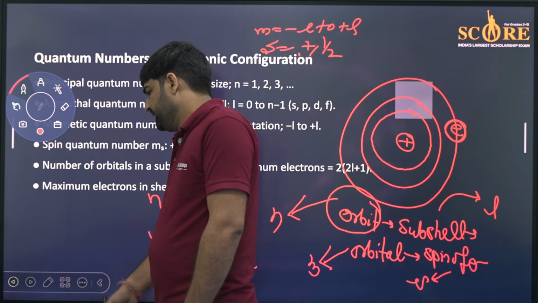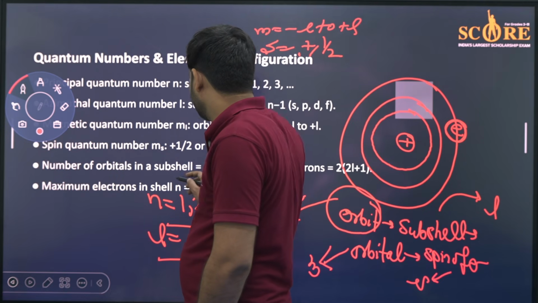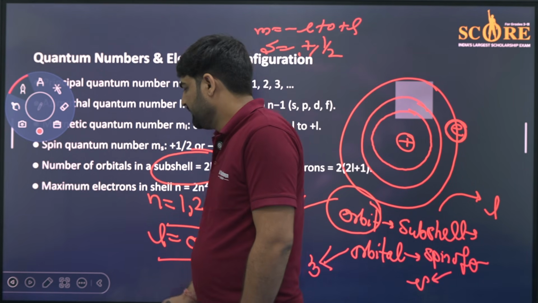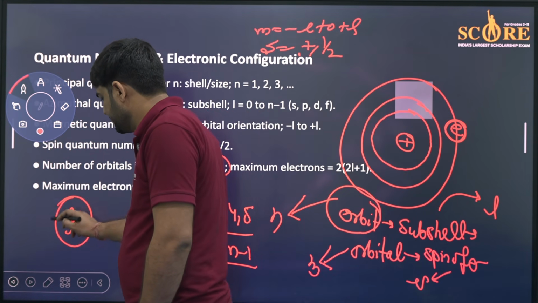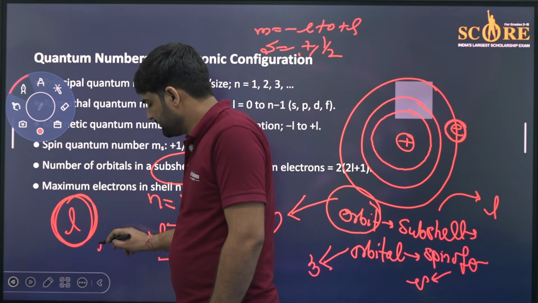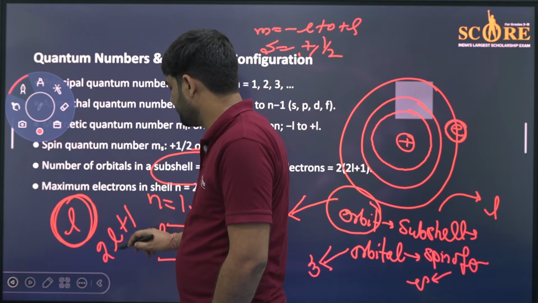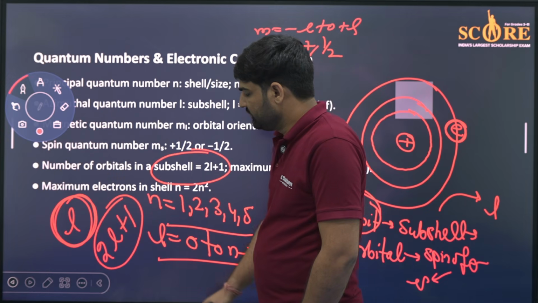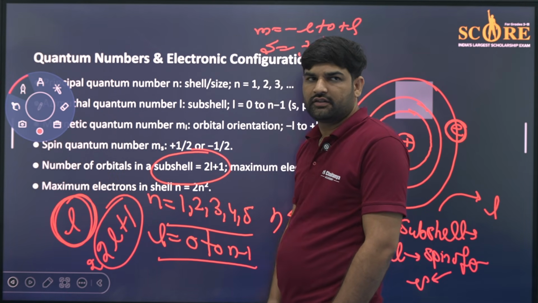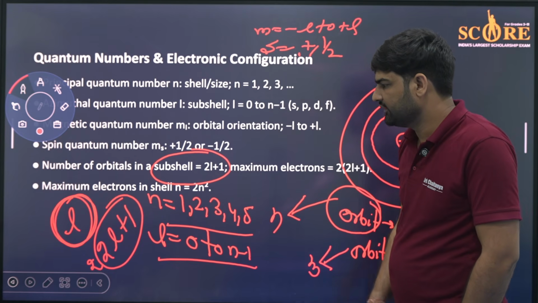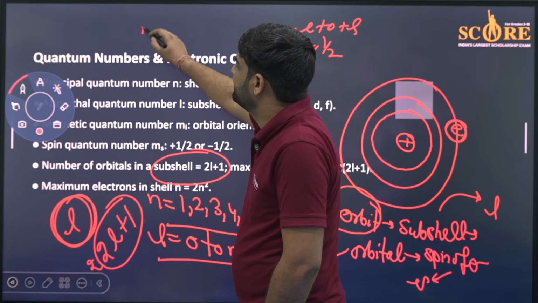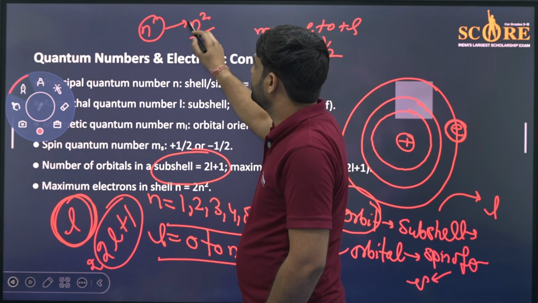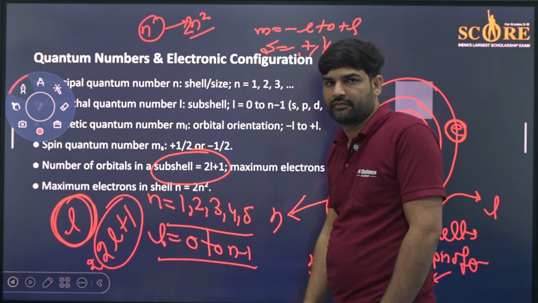Now we start something related to formulas. Number of orbitals: if you have a principal quantum number and a particular subshell, then to find the number of orbitals, it will be 2l plus 1, and the maximum number of electrons will be 2 times of this, because one orbital can accommodate a maximum of 2 electrons with opposite spin. If you have shell n, then n square is the number of orbitals and 2n square is the maximum number of electrons.